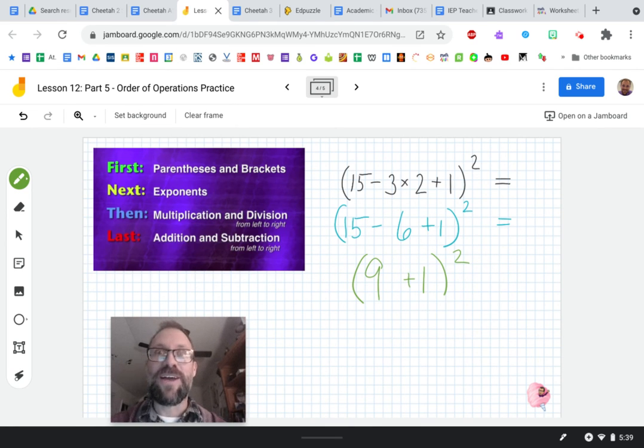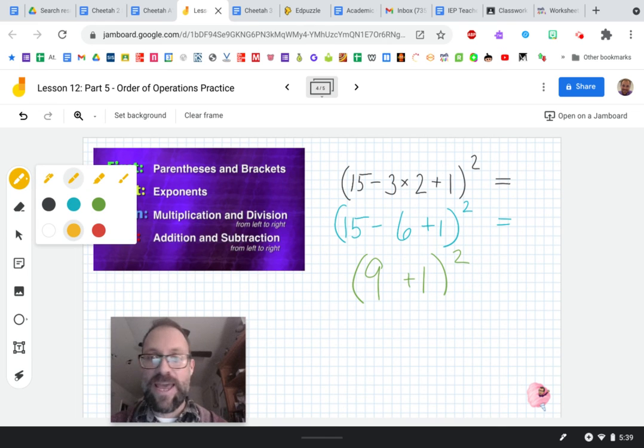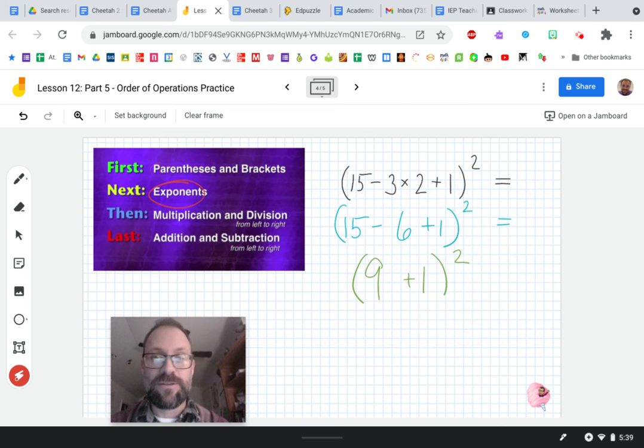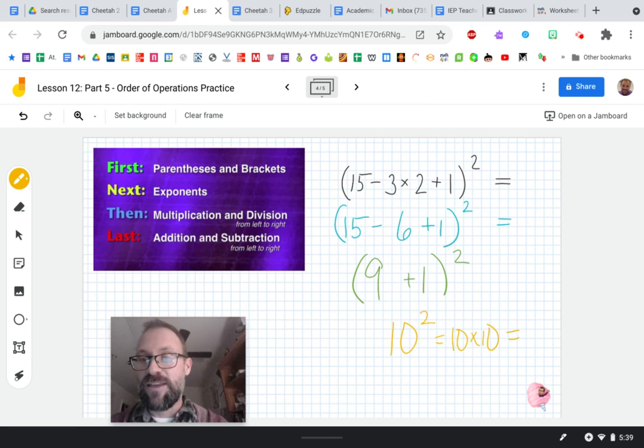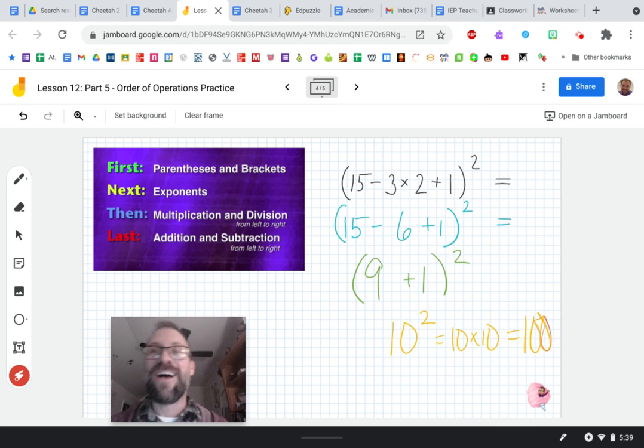All right. Final answer. Let's see here. We have 9 plus 1. Parentheses has to come first, right? Before the exponent. So that's 10. And that's 10, which we're going to square. So that's the same as 10 times 10, which is 100. Did you get 100 as your final answer? I hope so. So we can say that 15 minus 3 times 2 plus 1 squared is equal to 100.